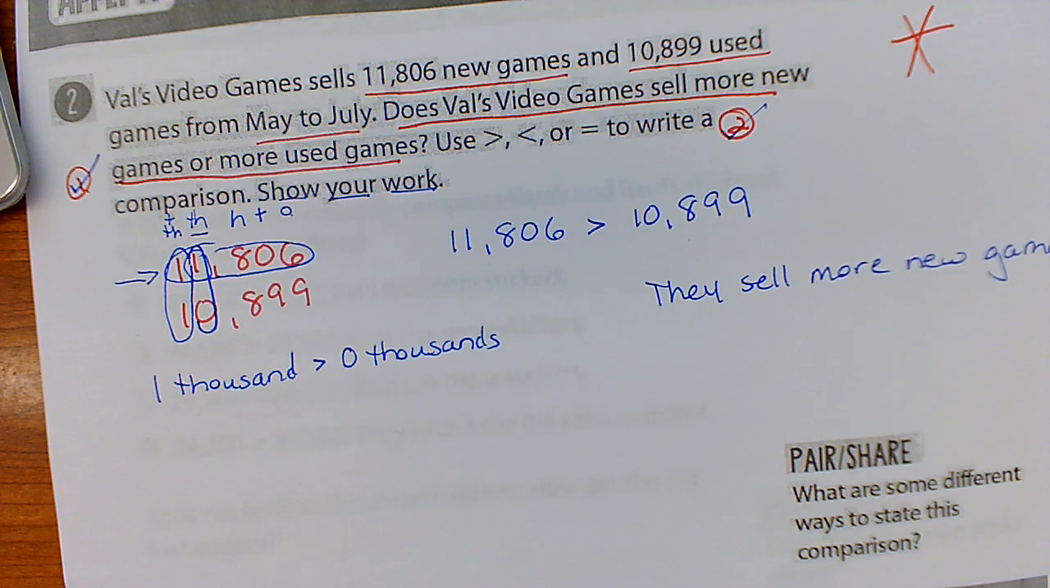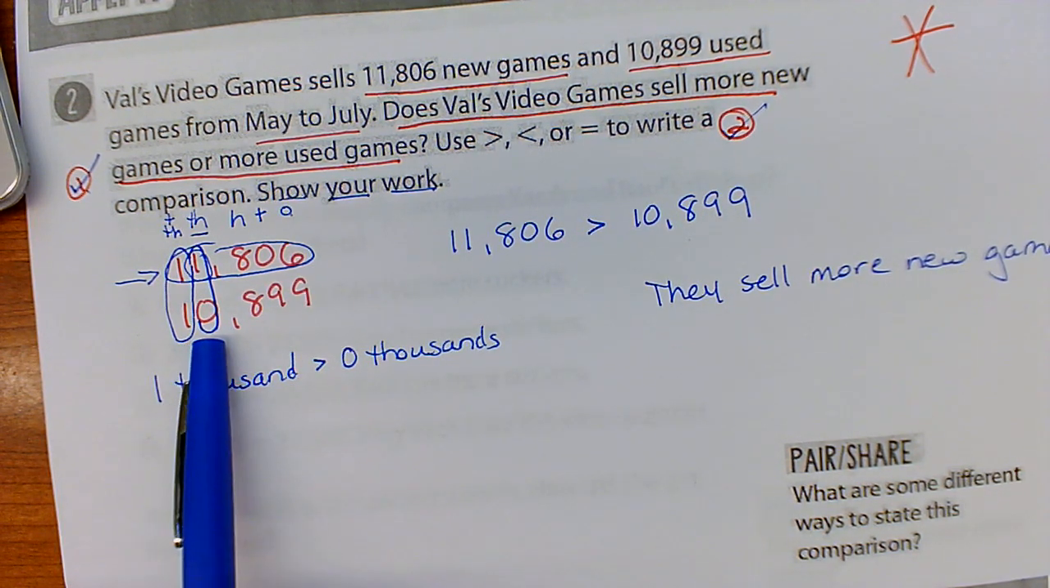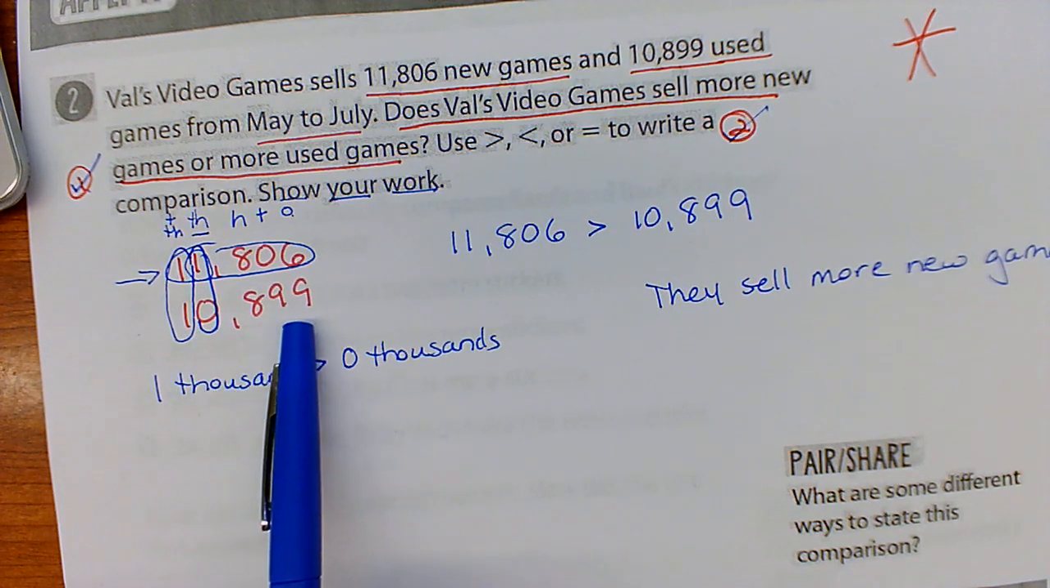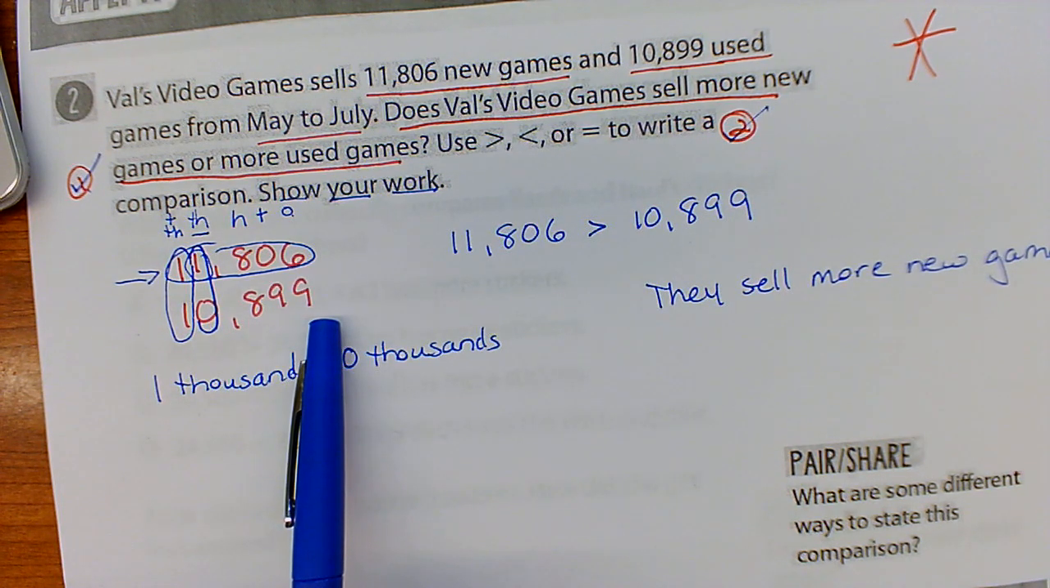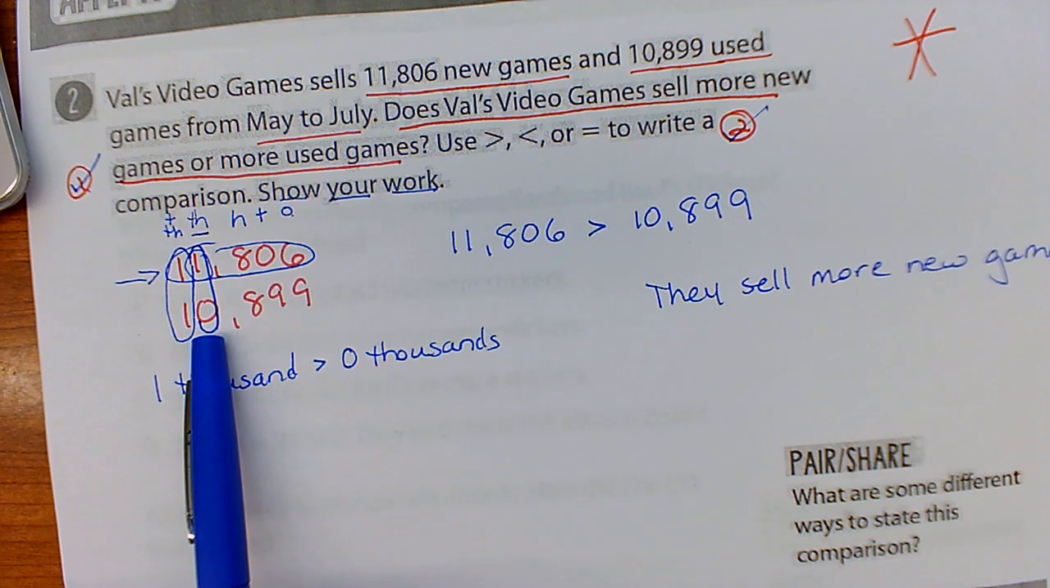I also really want to emphasize something else to you. Once you figure out what's different, do not continue on to the other place values. We do not do that. We stop. So remember, once you find the biggest place value that's different, you stop.